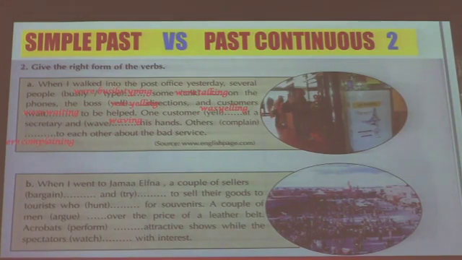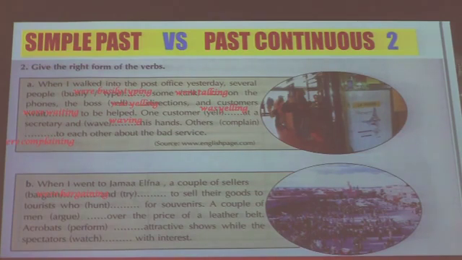Yes, for the second extract, when I went to Jemaa el-Fna, the famous square in Marrakesh. When I went to Jemaa el-Fna, now a couple of sellers, okay, the verb here is bargain. A couple of sellers were bargaining. So to bargain about something, when we discuss the price of something, okay? For example, when you want to buy an article, you go to a shop and you start bargaining about the price, start discussing the price.